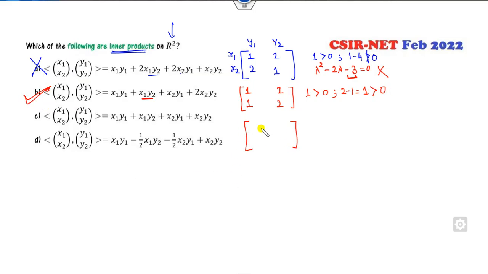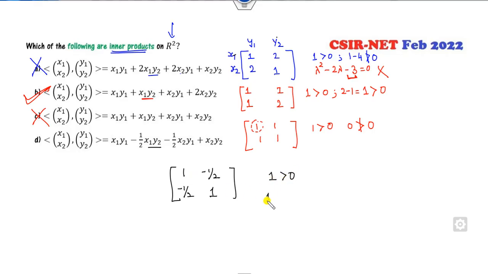Look at the third option, it's 1 1 1 1. The first value is greater than 0, that's fine, but the second determinant is 0, which is not greater than 0. This option is cancelled out. Look at the last option, it's 1, x1 y2 is minus half, minus half, and plus 1. The first value is greater than 0. The determinant is 1 minus 1 over 4, which is 3 by 4, which is greater than 0. So this option is also correct. B and D are my correct options.